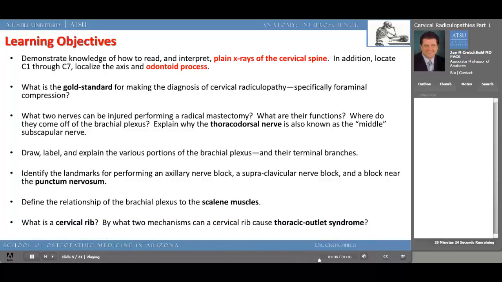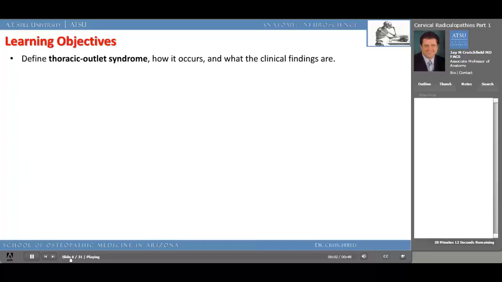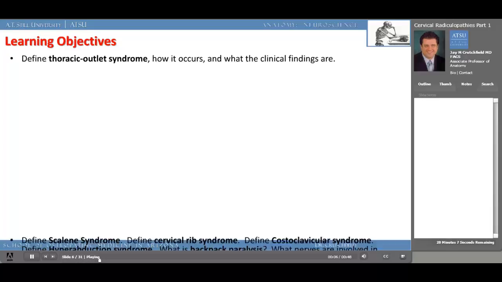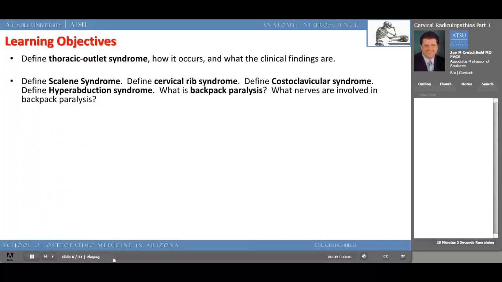And then finally, describe what a cervical rib is, and by what two mechanisms a cervical rib can cause thoracic outlet syndrome. In addition, you'll need to define thoracic outlet syndrome, how it occurs, and what the clinical findings are. Define scalene syndrome, define cervical rib syndrome, and of course, define costoclavicular syndrome. Define hyperabduction syndrome, and what is backpack paralysis and what nerves are involved in backpack paralysis.